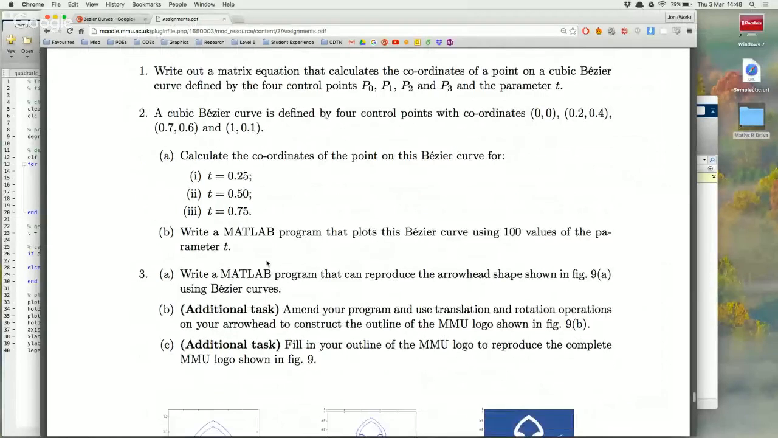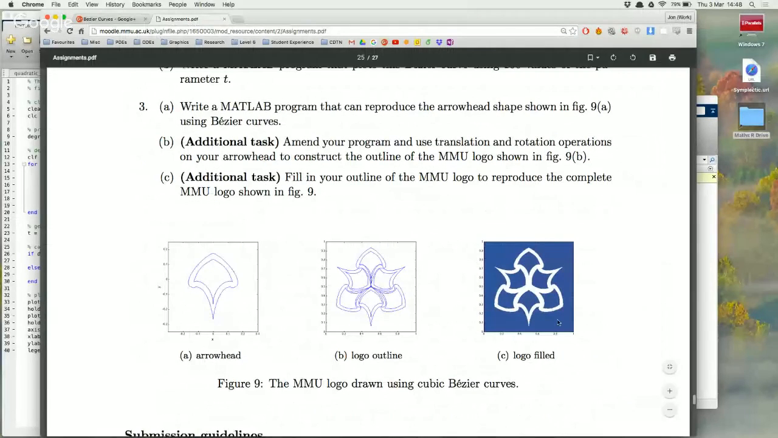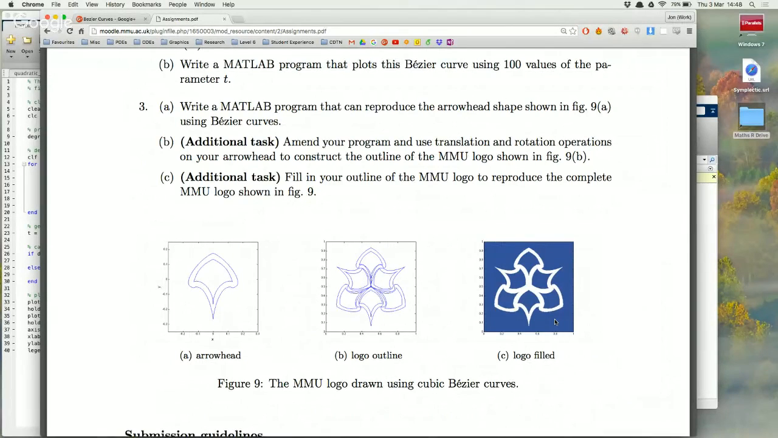Okay, question 3. What I want you to do is use Bezier curves to design or to try and draw the MMU logo. Okay, and it looks quite daunting when you look at it like that. But I'll show you the steps I used.